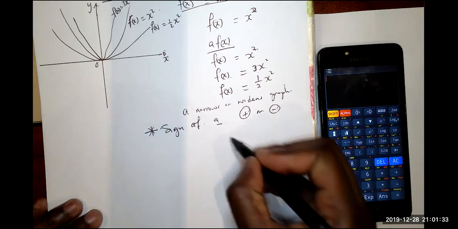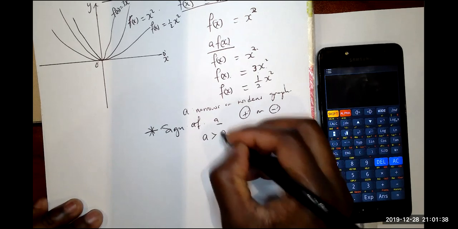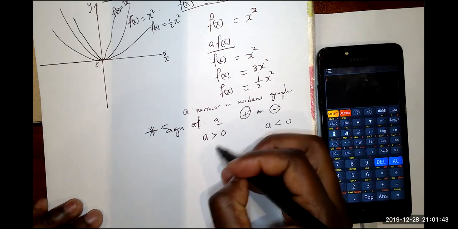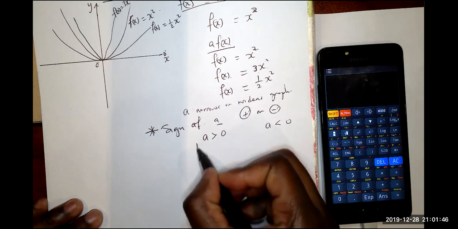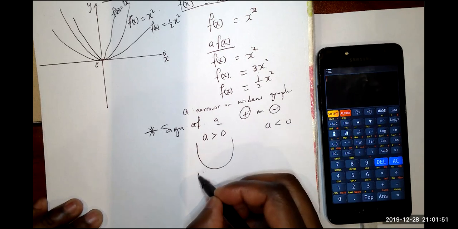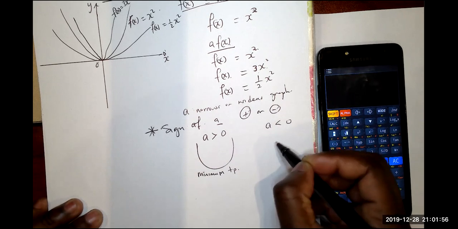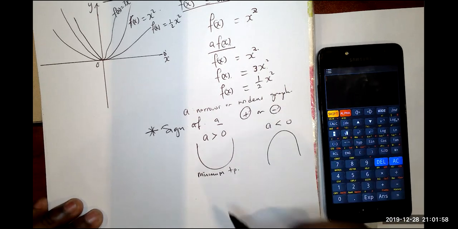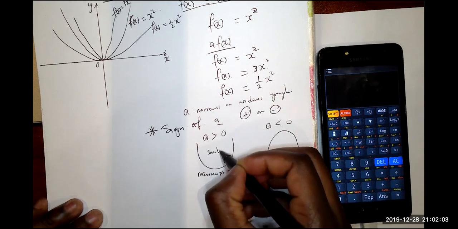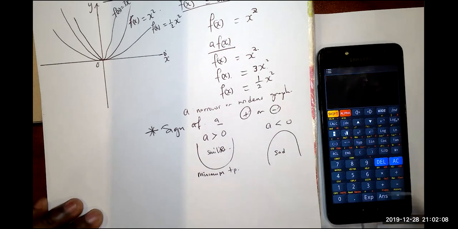If A is greater than 0, and A is less than 0, what you need to know is that the general shape when A is greater than 0 is actually smiling, and it has a minimum turning point. This one here will give you a sad face. So this one is sad, this one is smiling. I hope you guys are smiling there.